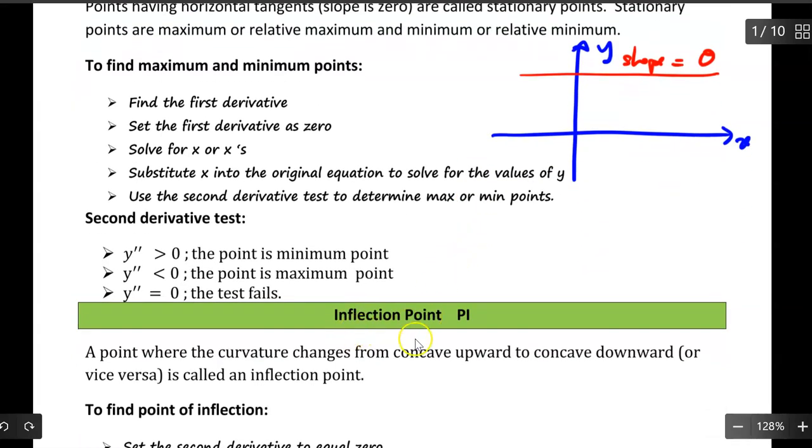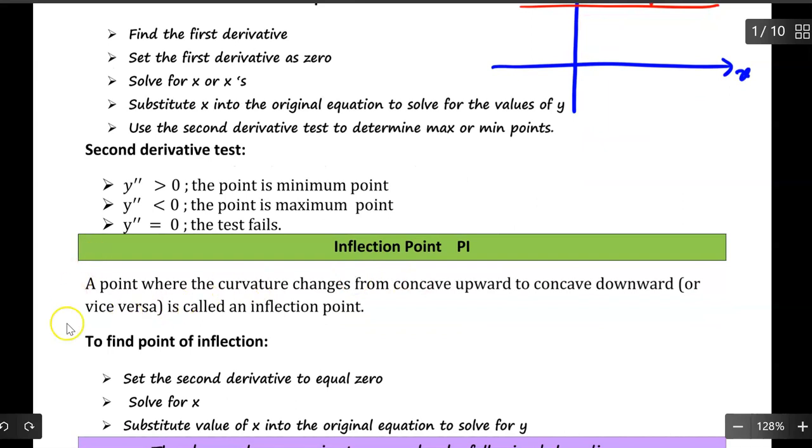So what about the point of inflection? Or they call it the inflection point, or the abbreviation for that is PI. Okay, so the definition is right here. The points where the curve changes from concave upward to concave downward, or vice versa, are called inflection points.